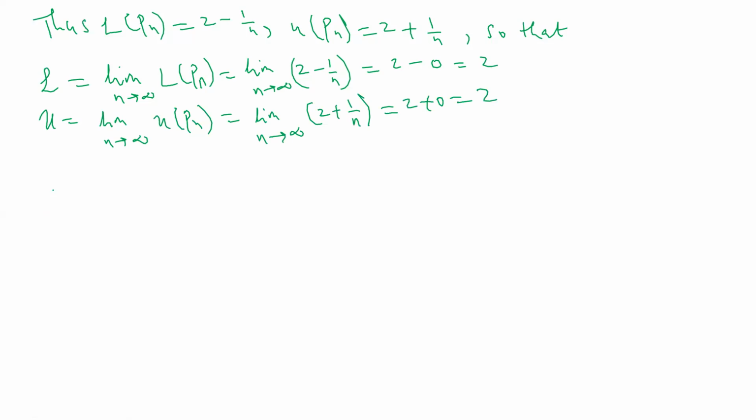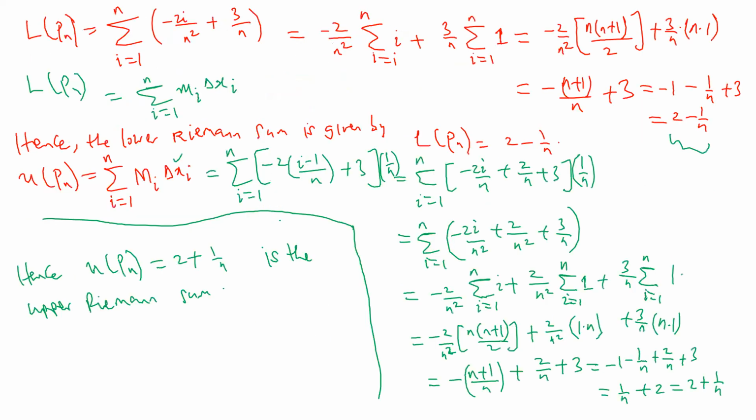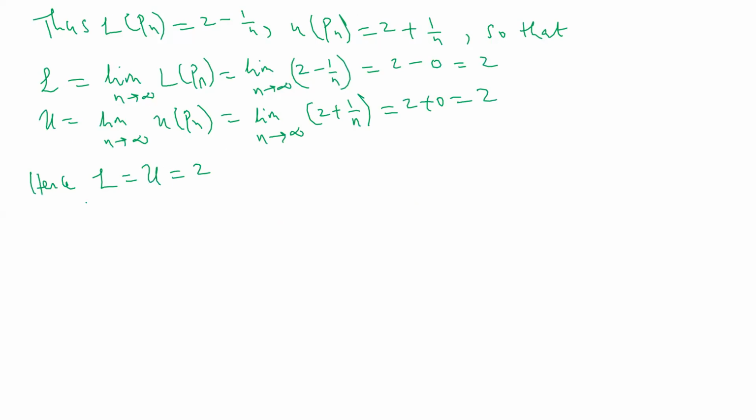Okay, so we have that the lower sum is 2 and the upper sum is 2. Hence, L is U is 2, so that they are equal. So the upper and lower Riemann sums converge to the same limit.